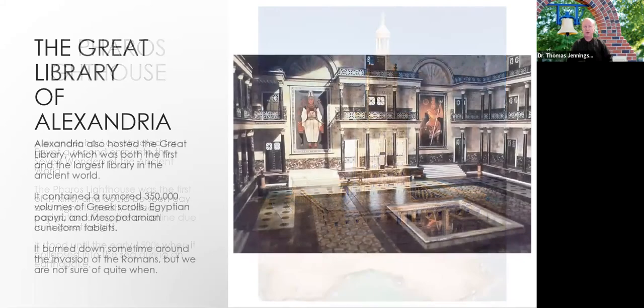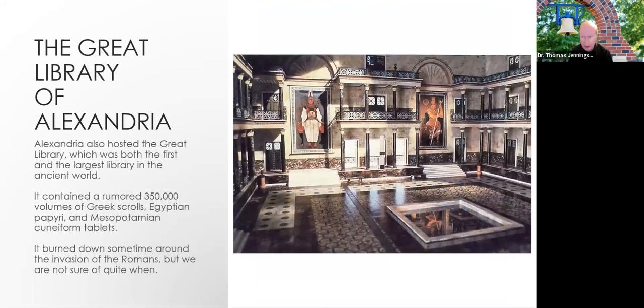This was also home to the Great Library of Alexandria, the first and largest of the great libraries of the world. It contained a rumored 350,000 Greek scrolls, Egyptian papyri, and Mesopotamian cuneiform tablets, information from all of the known civilizations of the world. And it was free for people to come use.